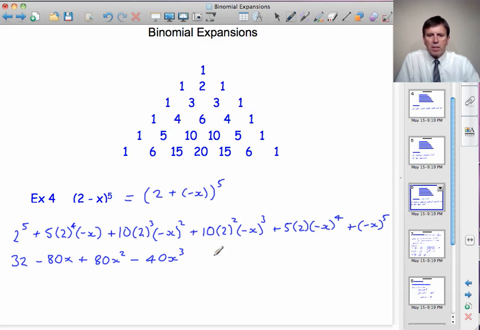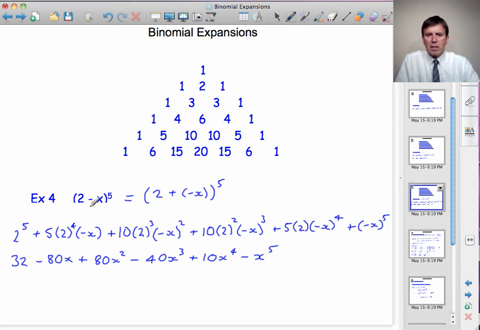4 negatives multiplied together makes the term positive, and 5 times 2 is 10, so that's 10x to the 4. And finally, 5 negatives multiplied together is negative, so it's minus x to the power 5. So what we find here is the signs alternate. Positive, negative, positive, negative, positive, negative. And that will always happen when you're expanding a term like this to an integer positive power.